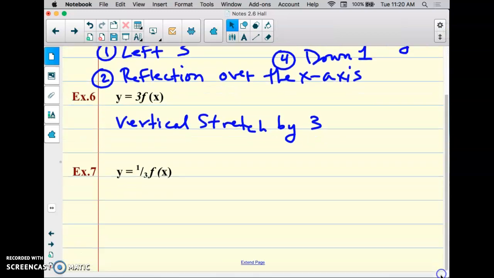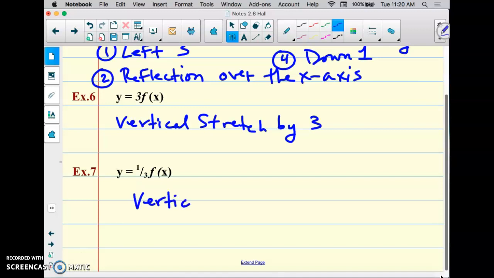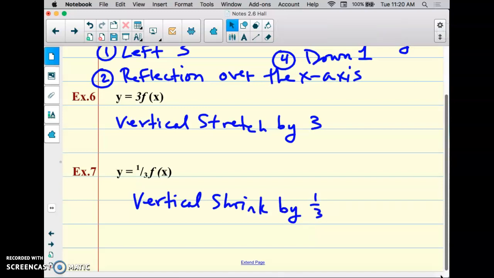And finally, the last one, there's a 1/3 out front. That is a vertical shrink, or stretch, I guess you could say, but shrinking of the stretch. Shrink by a scale factor of 1/3. So vertical shrink by 1/3 on that last one. Nothing else. Just keep in mind that it's multiplied to the entire function of y, so it's a vertical stretch or shrinking. If it was multiplied to the x, which we're not doing, that would be a horizontal stretch or shrink.